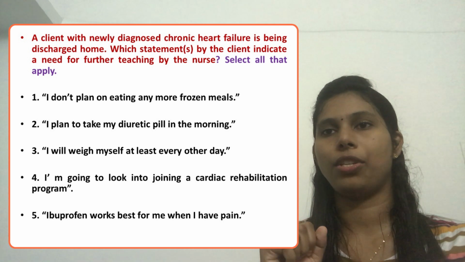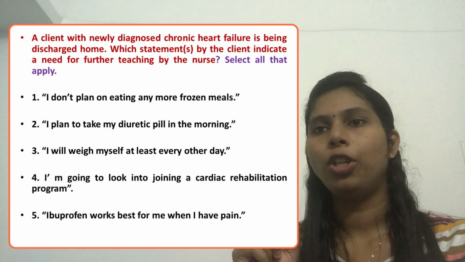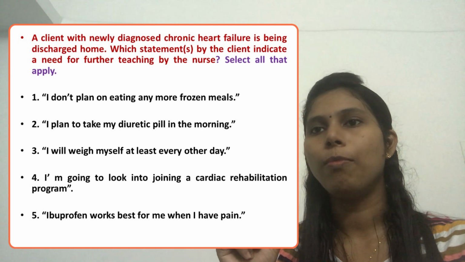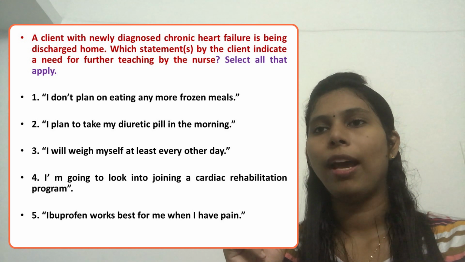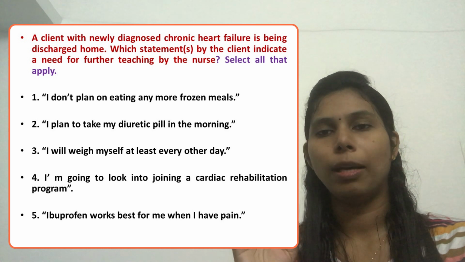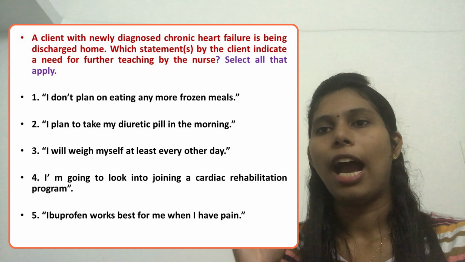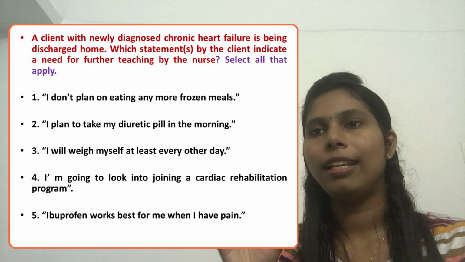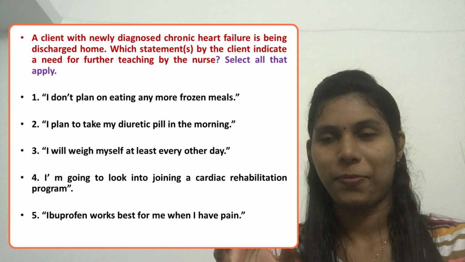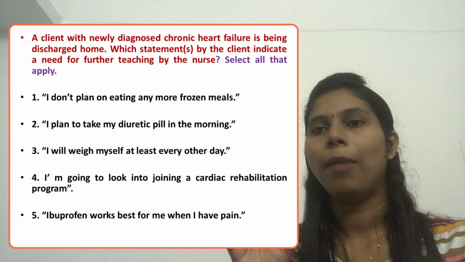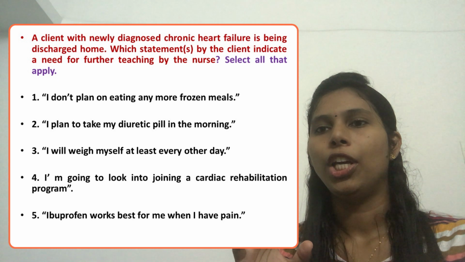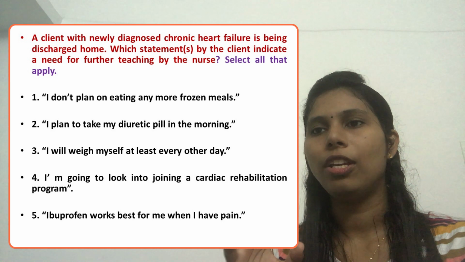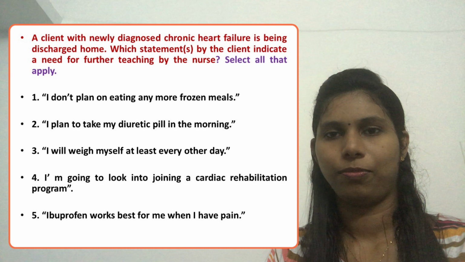Now we will read the options. Option 1, I don't plan on eating any more frozen meals. Option 2, I plan to take my diuretic pill in the morning. Option 3, I will weigh myself at least every other day. Option 4, I am going to look into joining a cardiac rehabilitation program. Option 5, ibuprofen works best for me when I have pain.